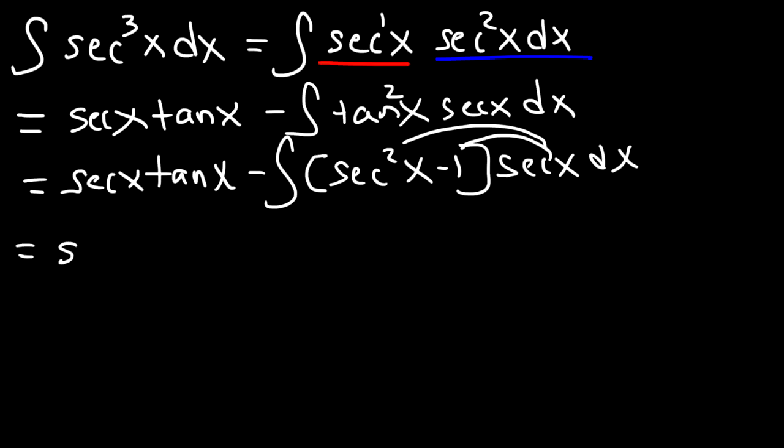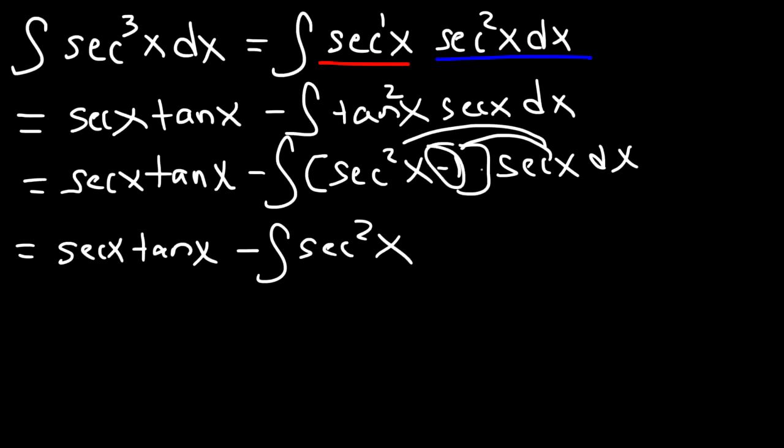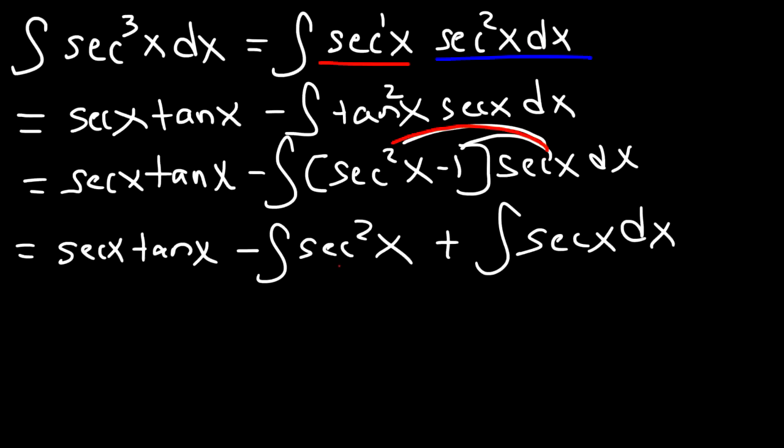So right now we have secant x tangent x minus the integral of secant squared x, and then this is going to be negative 1 times secant times another negative, so that's going to be positive secant x. Now I almost made one little error. Secant times secant squared is not secant squared, rather it's secant cubed, so that should be a 3.